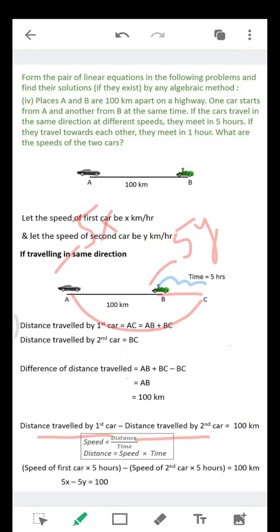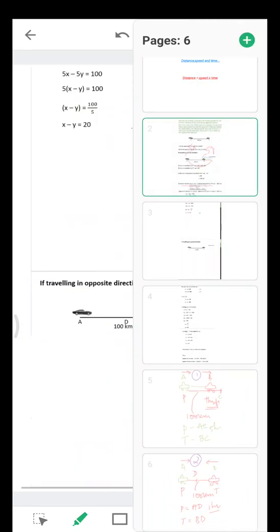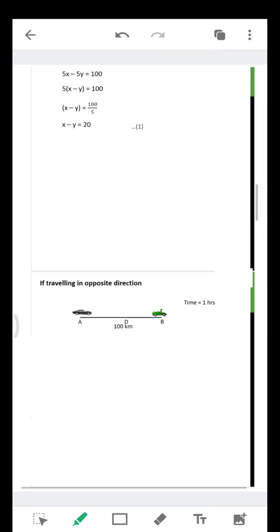AC minus BC. What is AC minus BC? That is 100 kilometers. So AC, the distance traveled by the first car, is 5x, and the distance traveled by the second car, BC, is 5y. When you subtract these, you will get 100. So 5x minus 5y is equal to 100. If I simplify it further, taking 5 common, x minus y is equal to 100 by 5, and x minus y is equal to 20. This is our equation number 1.